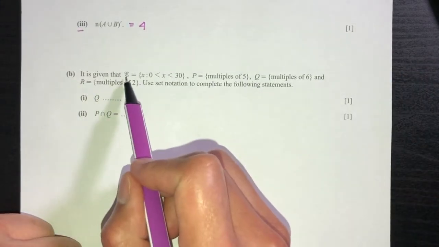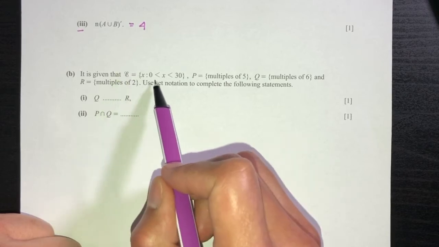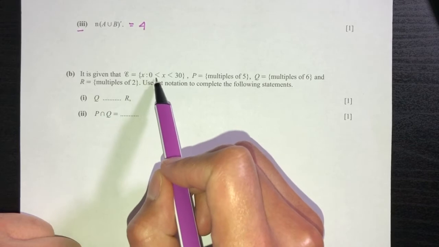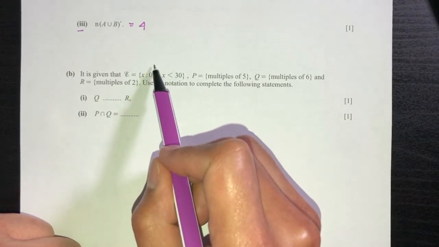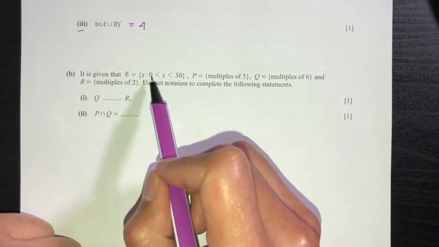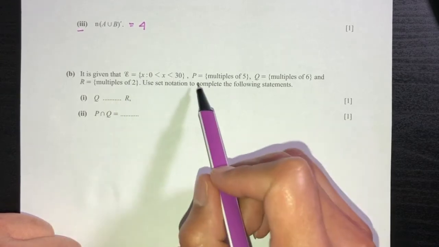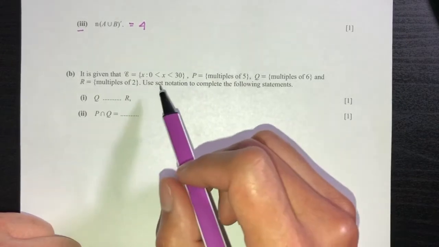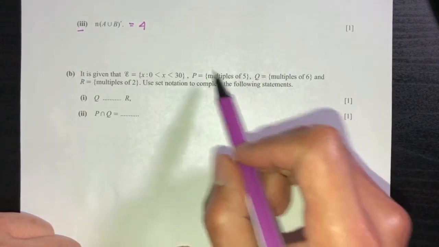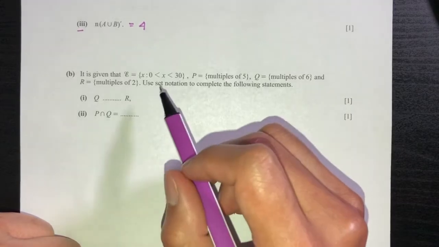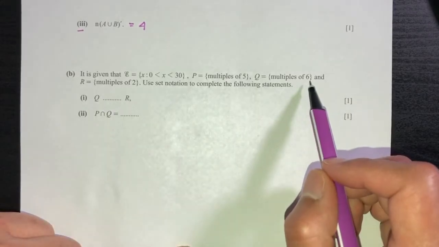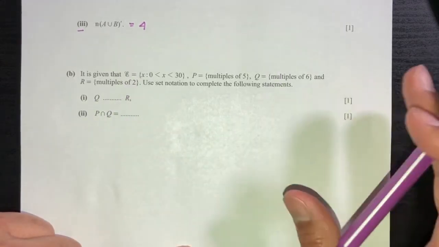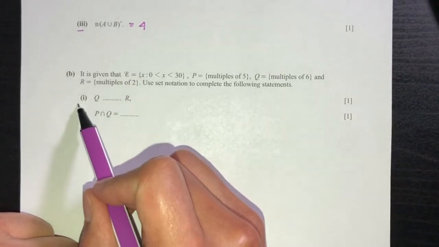Now let's move on to part B. It is given that this is the universal set. It is between 0 and 30. So basically, it is not including those two. It is from 0 to 30, but not including those two values. Okay. P is multiples of 5, so let's use P as multiples of 5. Here the only thing is that we have not been given if it is an integer or not, but that's okay. Not a problem.